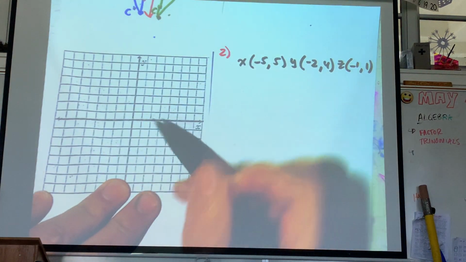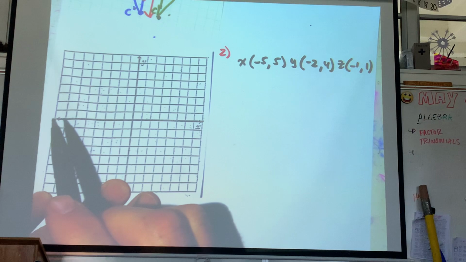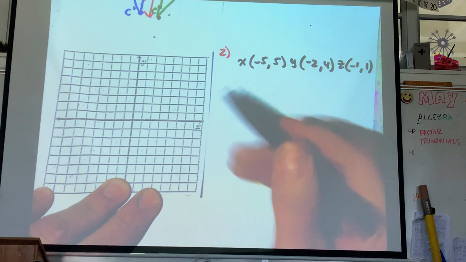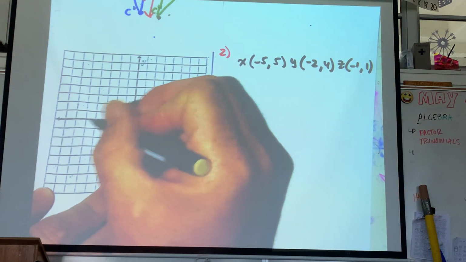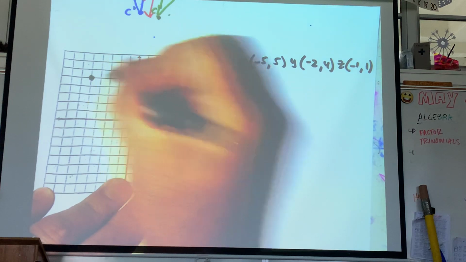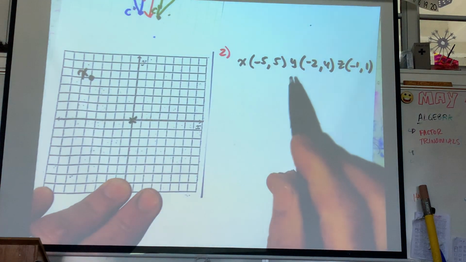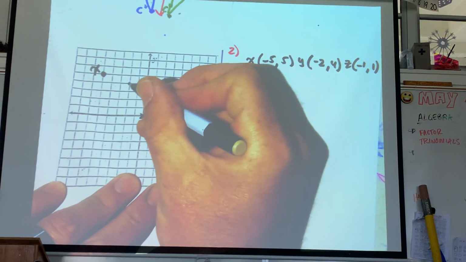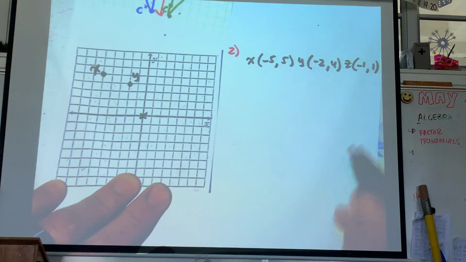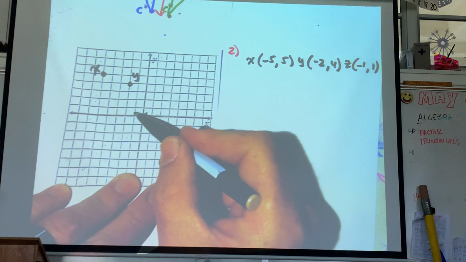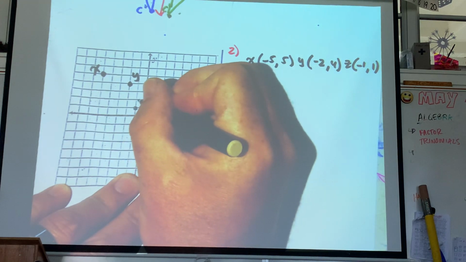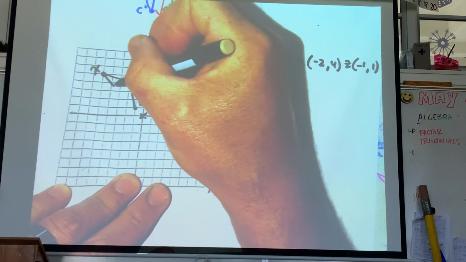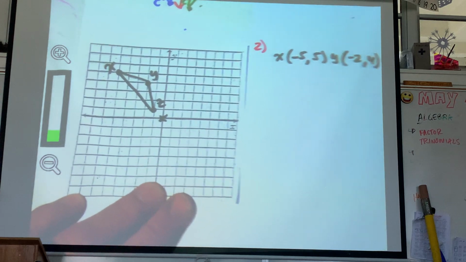So you're going to make this, just please make sure you make a bold x-axis and a bold y-axis so I can see that, okay? So -5, +5 is left 5, 1, 2, 3, 4, 5, and up 1, 2, 3, 4, 5. There is X. Y is -2, +4. So I'm going left 2, up 1, up 2, up 3, up 4. Here's Y. And Z is -1 and +1. So left 1 and up 1. There's Z. And if you connect these, this is going to be a little obtuse triangle. All right? There it is. I'll zoom in on that.